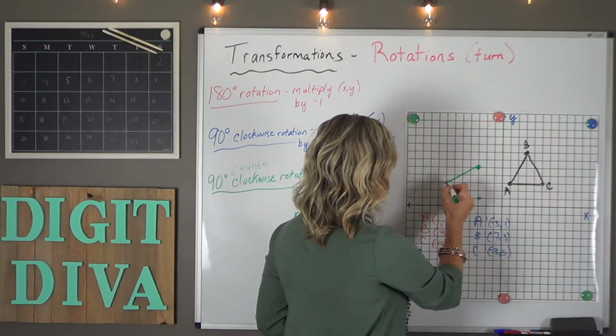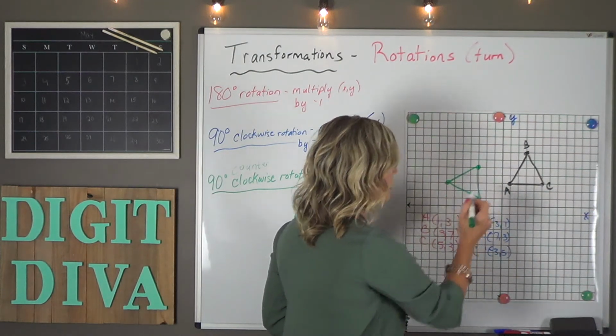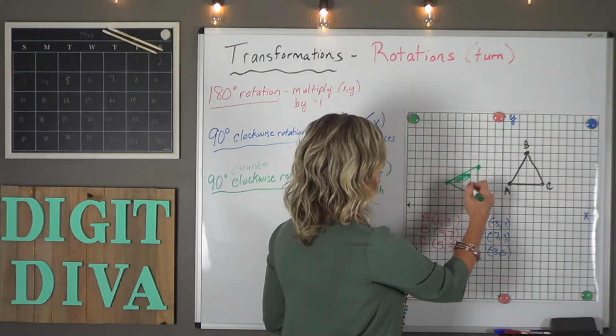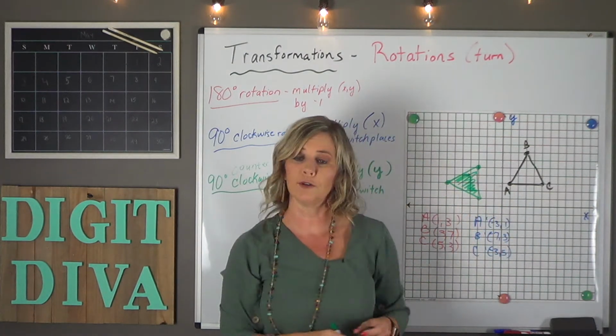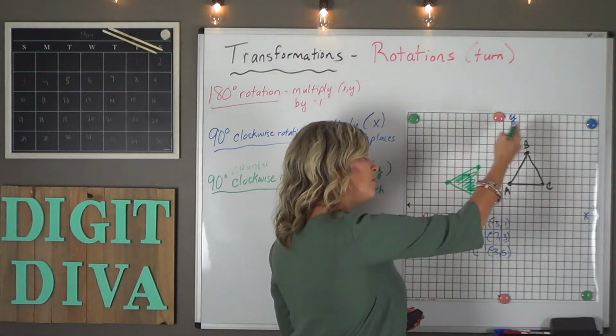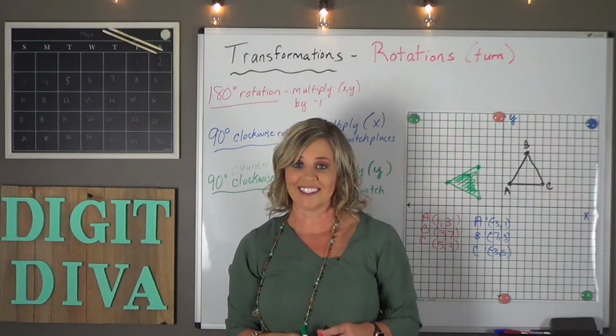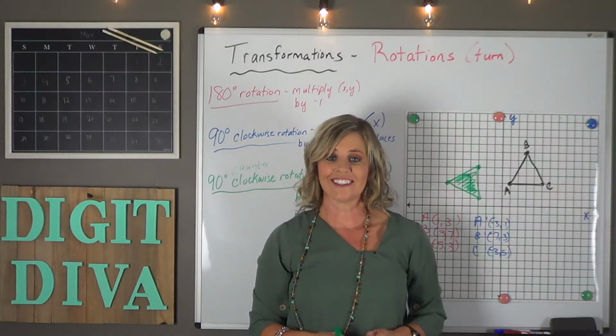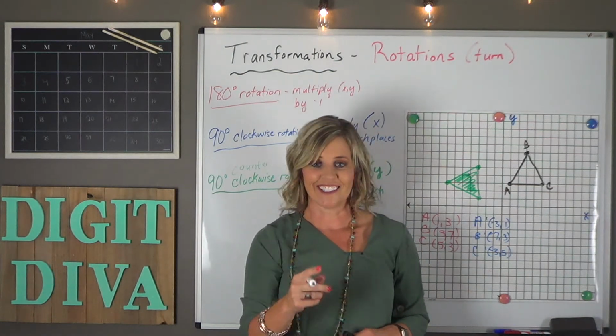So let's look at our figure. Does it look like it's the same size? Yes. We'll go ahead and shade this one in. Okay, my new image. Does it look like it's still a triangle? Yes. And did it move counterclockwise? Yes, it did. So that was our lesson on rotations. We've got one more to go, and I'll see you in the next lesson.